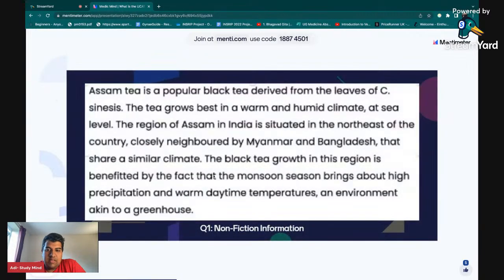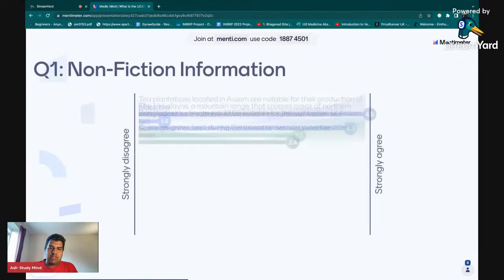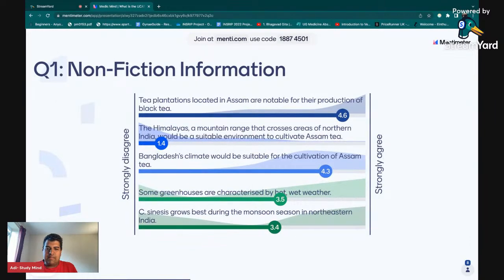So it says here, when it mentions Bangladesh, that it's closely neighbored by Myanmar and Bangladesh that share a similar climate. So good. Climate is the main factor that gives us an idea of where this tree would grow best. So there you go. If they're saying that Bangladesh and Myanmar are close neighbors and they have a similar climate, climate is the big deciding factor. That's not a big assumption for me to make. That's actually a safe assumption for me to make, to say that it's true. So yeah, it's good that you guys strongly agree.